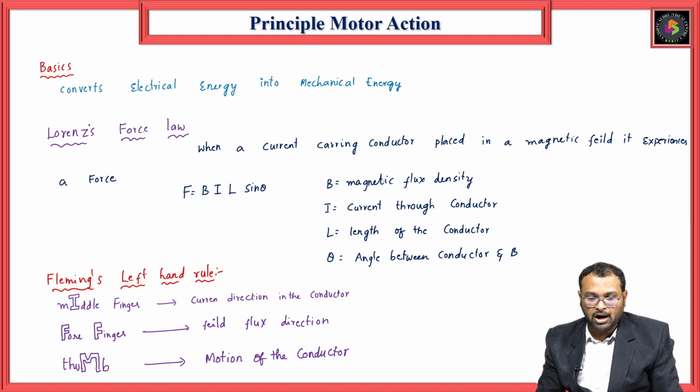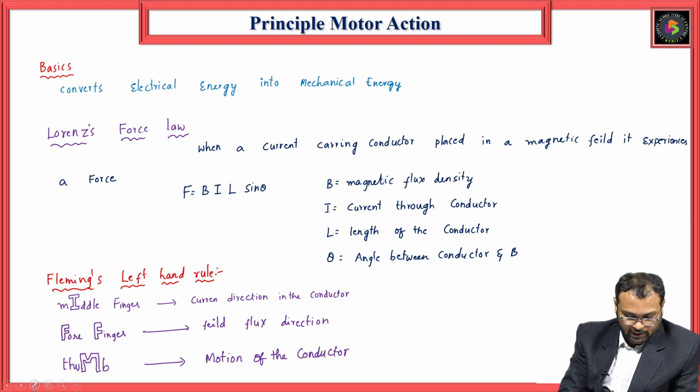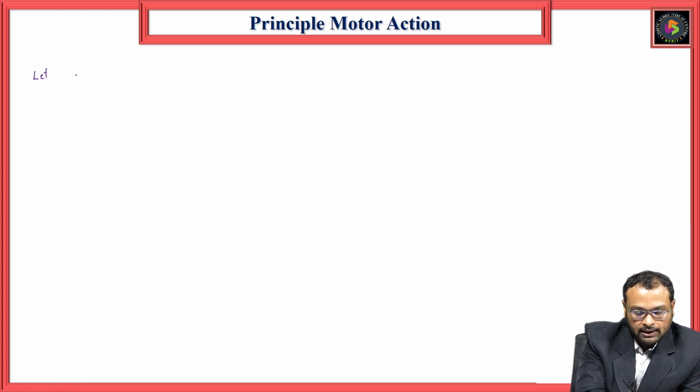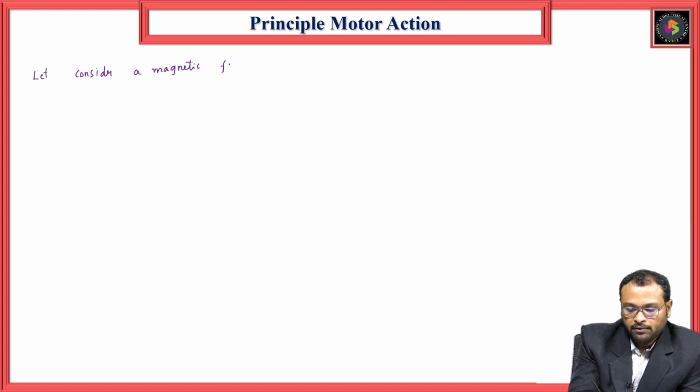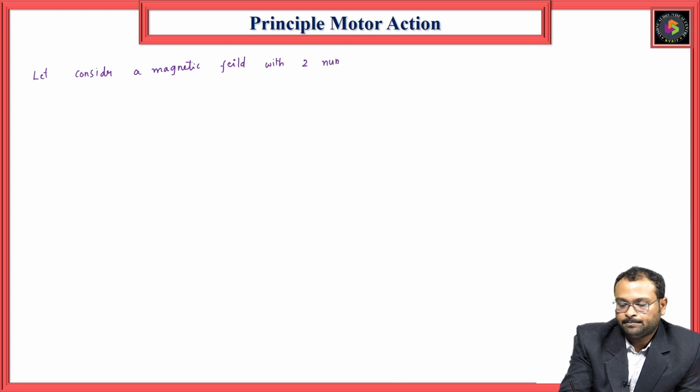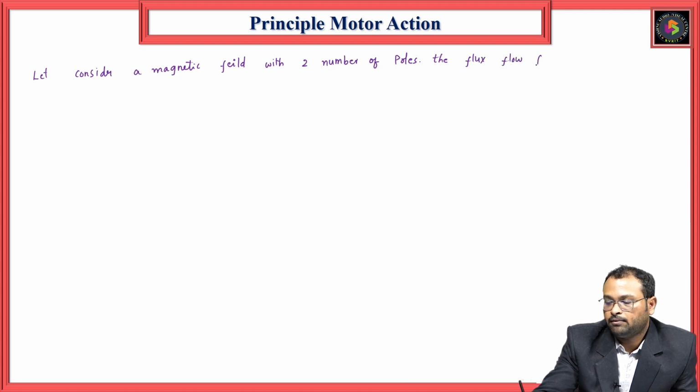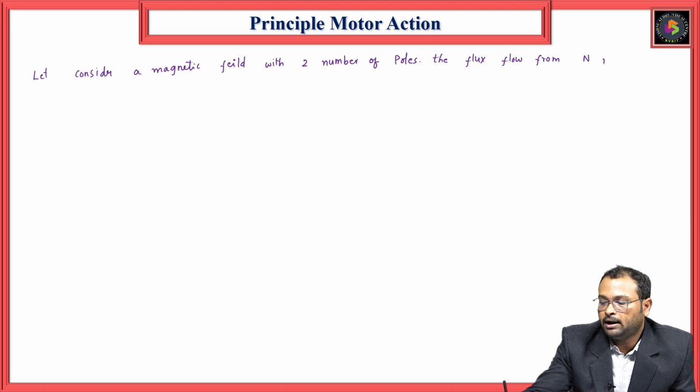So these are the basics we have to know before going to the principle of motor action. Now we will take one example and explain the principle of motor action. Let us consider a magnetic field with two poles, that is, north pole and south pole. We know that the flux will flow from the north pole to the south pole.